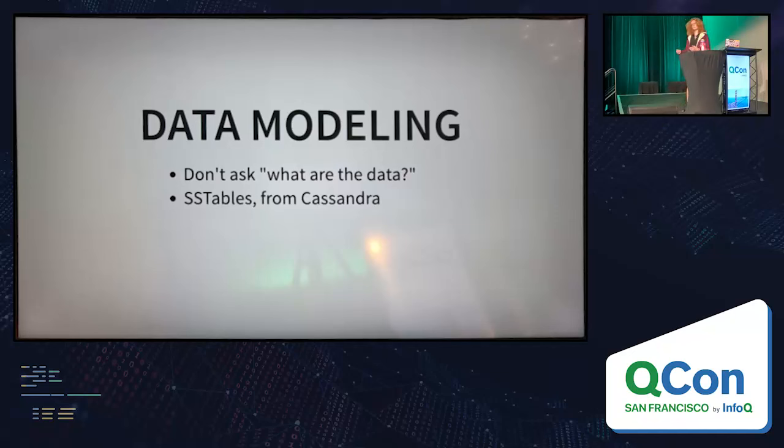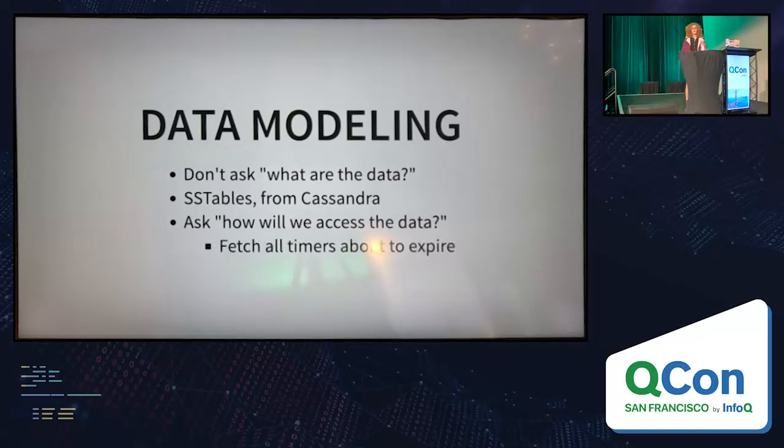They use SS tables. They don't provide the ability to do joins. And there really aren't much in the way of indices other than the tables themselves. So ahead of time, as we were writing the data to the database, we need to be thinking about how we're going to be querying it on the other side. And remember, the query we're going to be doing is fetch all timers about to expire.